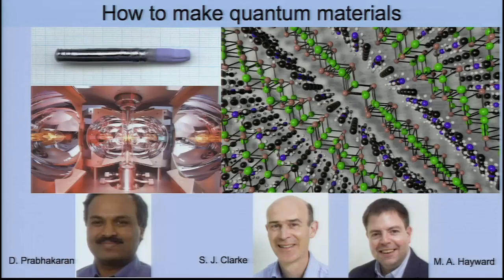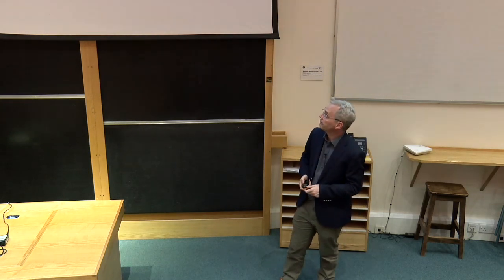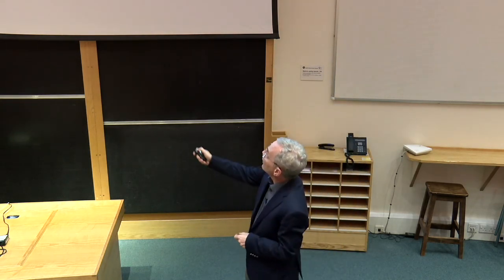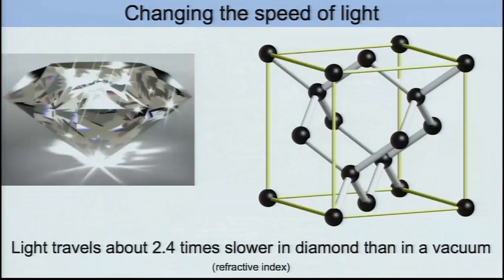And the clever thing that these two people do in different ways is trying to find systems that are made out of equilibrium. So rather than just finding the ground state, they find clever ways of tricking nature into producing very unusual materials. Okay, so we have these quantum materials. Each one is a new universe. Each one is set up with these new rules, new fields, and new particles. And that's what I'm going to be telling you about today.